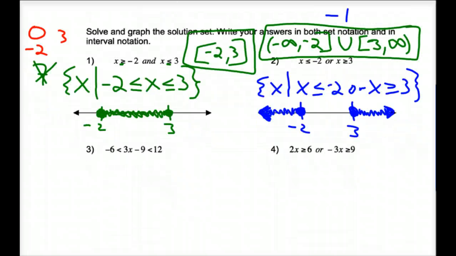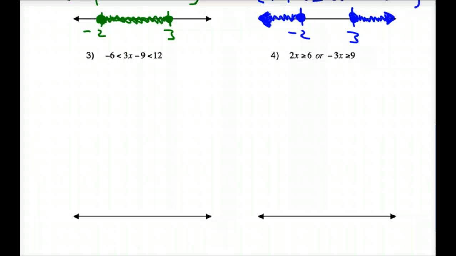Those are just graphs. Let's solve a couple of these now. Okay. Chupinski, read us problem number 3 from left to right. Just read it. -6 is less than 3x minus 9 is less than 12. That is written compoundly, and they're going left. They will always go to the left, and this is always an and problem.